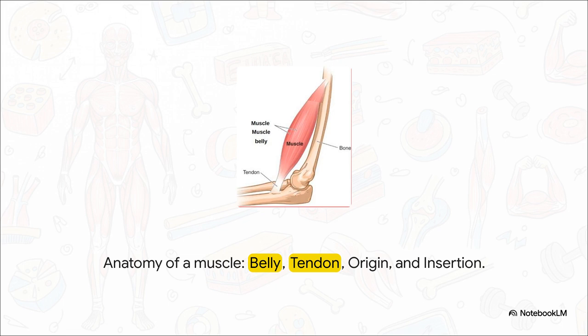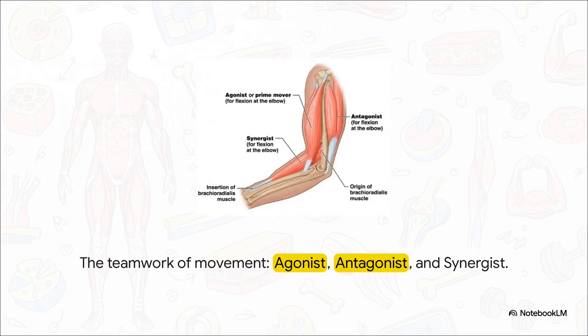Now, when a muscle contracts, it pulls a movable bone, which is the point of insertion, towards a stationary, fixed bone, which we call the origin. Think of the origin as the anchor and the insertion as the piece being reeled in. But here's the thing. Muscles rarely work alone. They operate a lot more like a highly coordinated sports team.